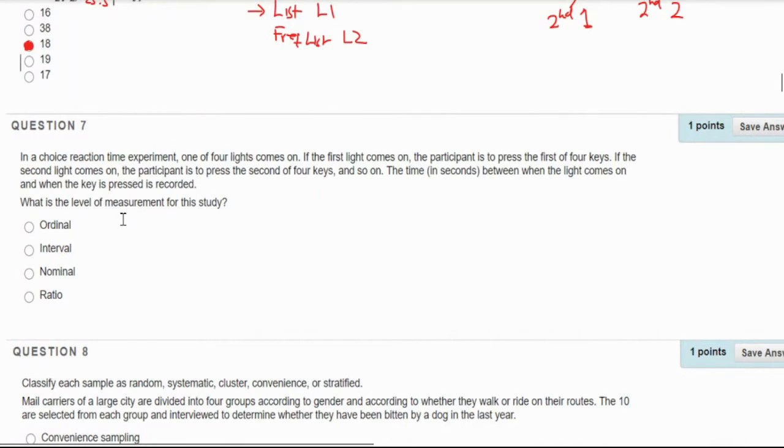Okay, so the next question is more like a concept question, and it asks what is the level of measurement. So let's see the question. All right, now it's asking about the time in seconds. So we are interested in the time in seconds. So here, could someone suggest for us?